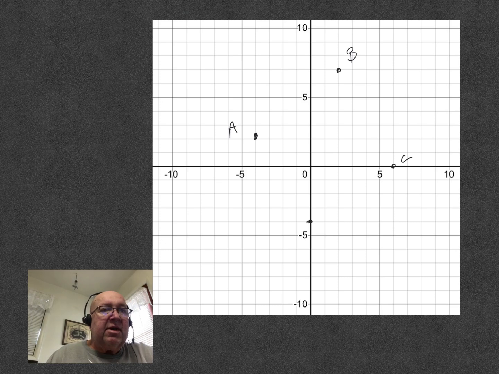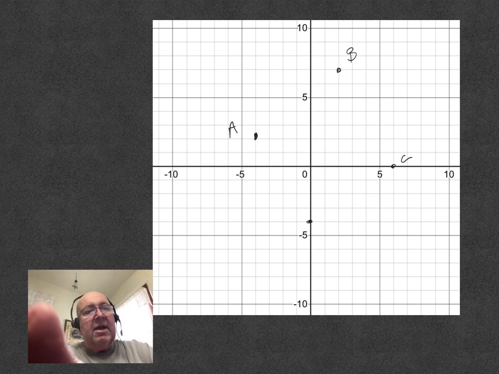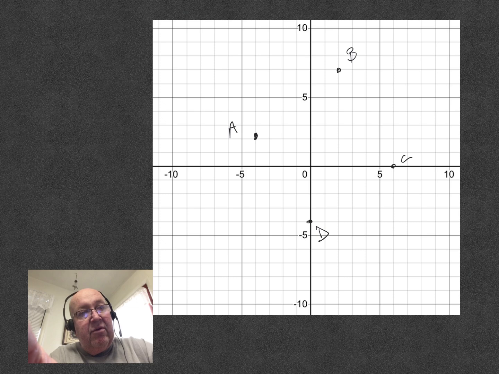You're given the coordinates that are marked here. A is -4 and 2. B is 2 and 6. Remember, the X is always first, the Y is second. C is 6 and 0. And D is 0 and -4.